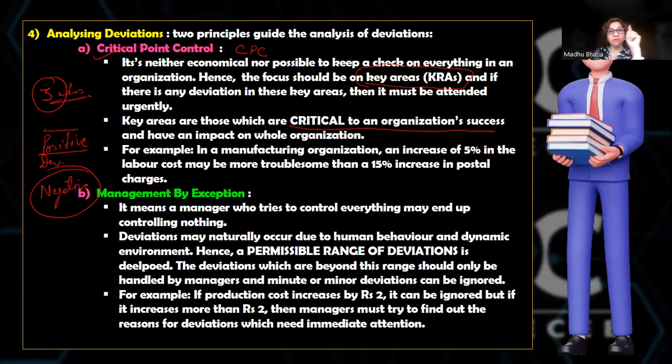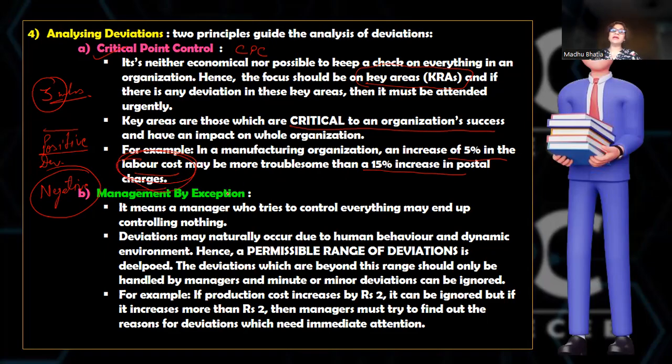Now the example, this is different from what is given in your books. In a manufacturing organization, an increase of 5% in labor cost, which is a part of cost of goods sold, may be more troublesome than a 15% increase in postal charges. Simply, we are trying to say that if there is an increase of 5% in the labor cost, or you can say raw material cost or wages of the employees, that is a part of the trading account section, and a 15% increase in the postal charges, then the key result area is labor cost and not the postal charges. So the focus should be on decreasing the labor cost and not the postal charges.